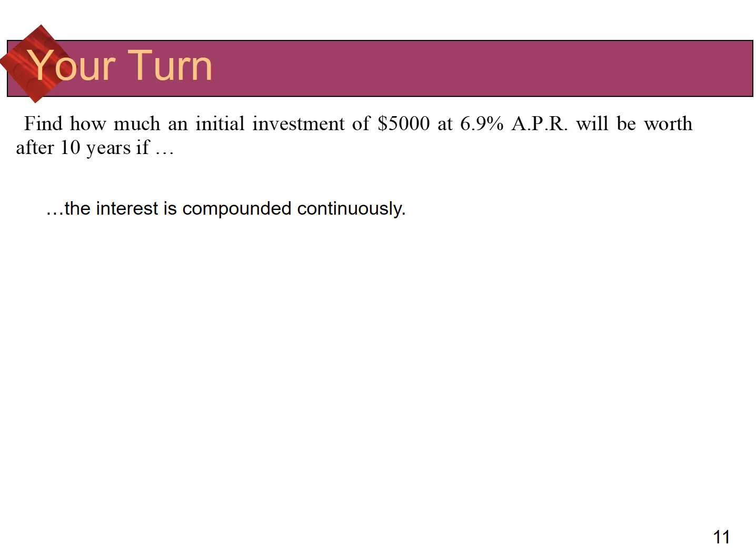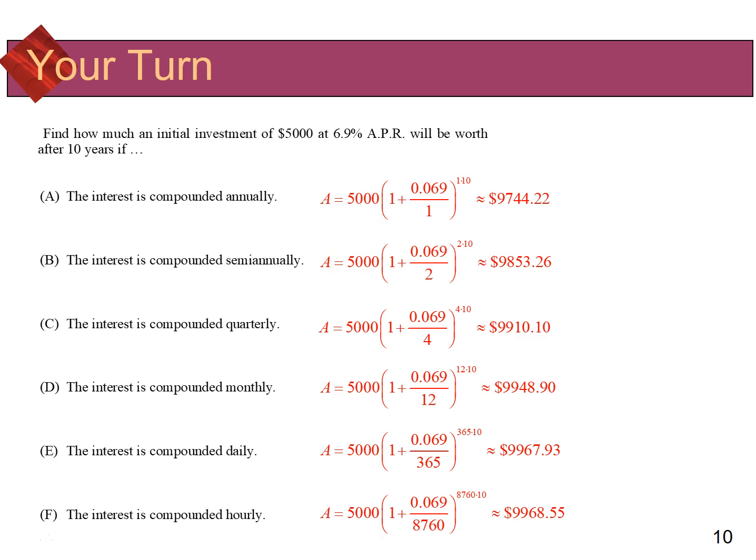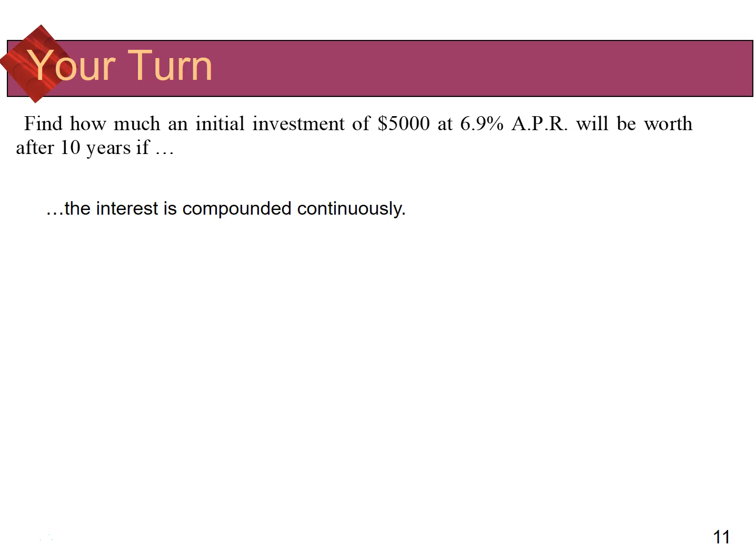Okay, so again, all we're going to do is plug this into the formula we have for continuously compounded interest, where A is going to equal the principal, 5,000, times e to the 0.069 times 10 power, and I get $9,968.58, which if you compare it to the previous slide, all you're going to notice is that that's basically 3 cents more.